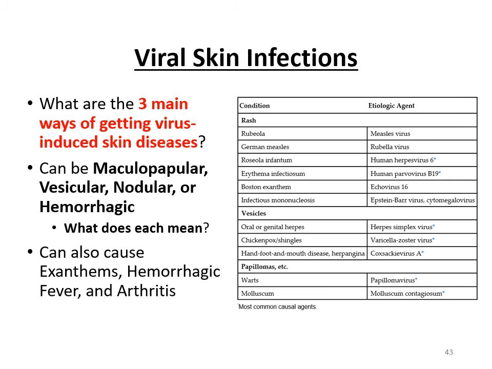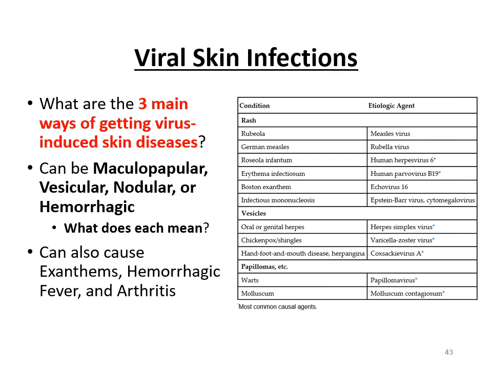Nodular is what we call a large papule. And again, remember, papules are palpable. They're raised up bumps on your skin, but they are not fluid filled. And then the last one is hemorrhagic. And hemorrhagic means that you have skin lesions that are bleeding. Skin lesions that are bleeding.